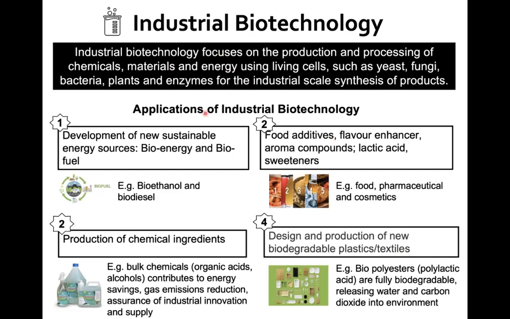Okay. Industrial biotechnology memang dia deal dengan mass production. So when we say mass production, the first one is we have the development of new sustainable energy sources, bioenergy and biofuel. Okay. Kalau you realize that some of the application ni overlap, yes, betul. Dia akan overlap macam biofuel atau macam dalam GMO, dalam each of the field tu because they use the application. Okay. So industrial biotechnology is bioethanol. We have the bioethanol and also the biodiesel now as a choice other than petroleum.